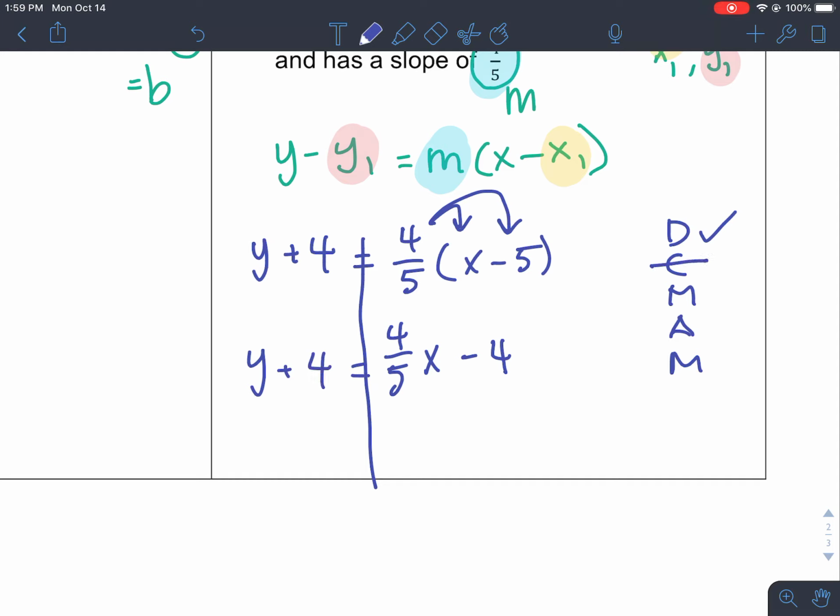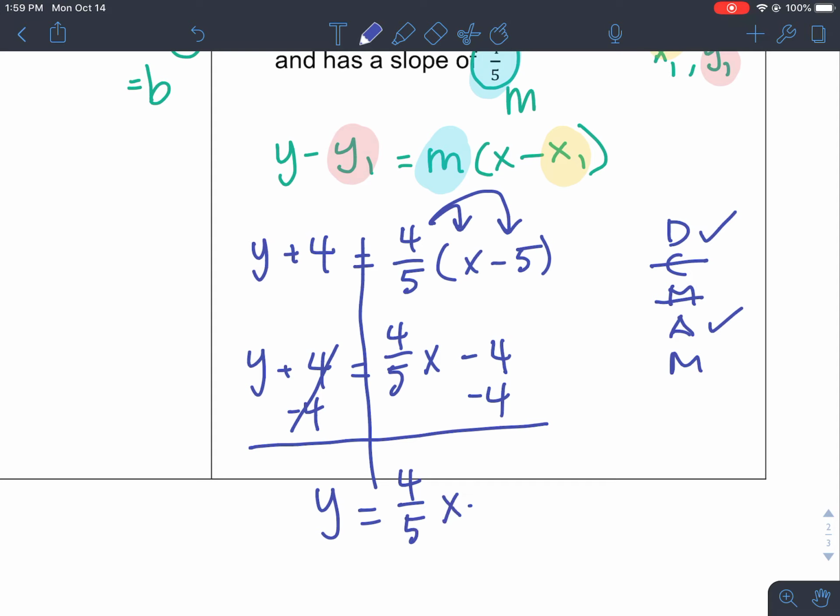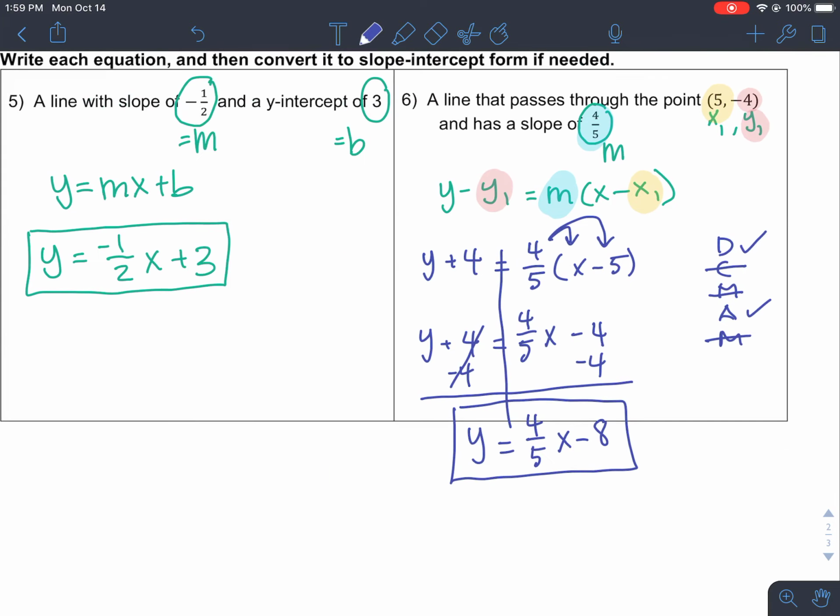I don't need to combine like terms, okay? I don't need to move variables, but I do need to add or subtract. So I'm going to subtract 4 so that I have y by itself. And I get y equals 4/5 x minus 8. Cross it out, multiply, divide, because I didn't have to.